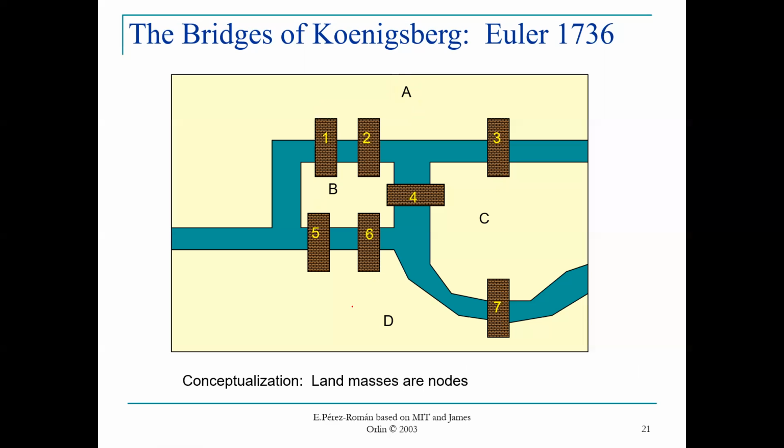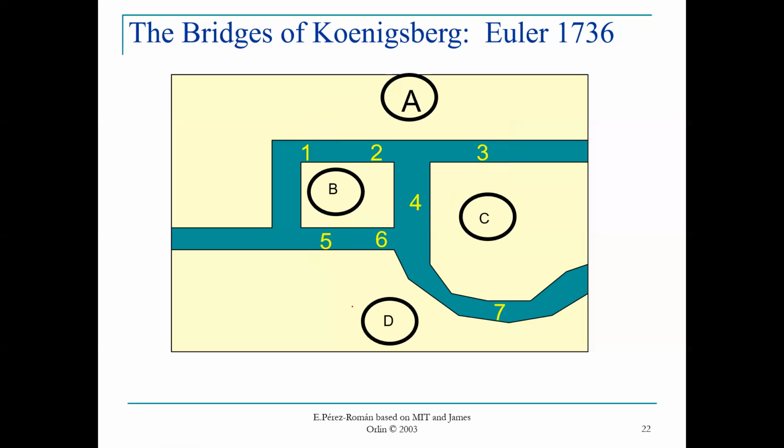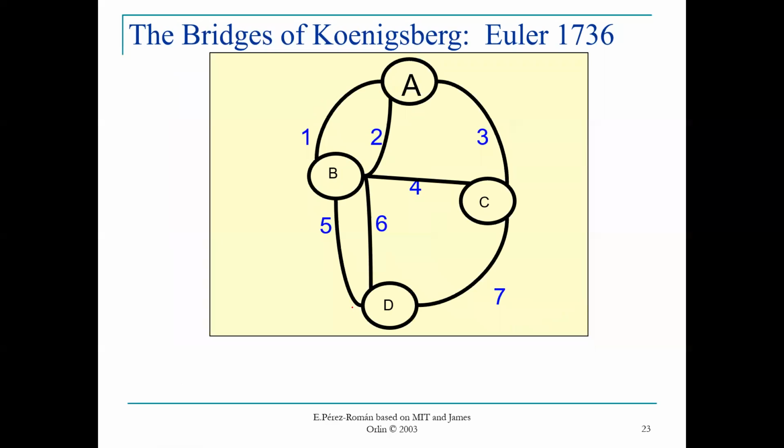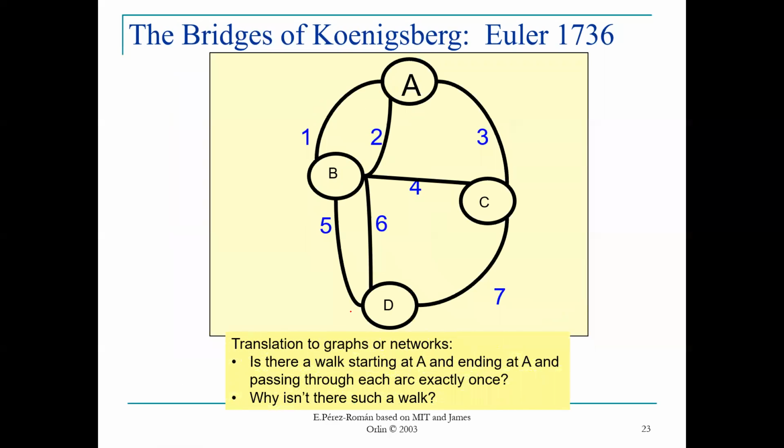We can conceptualize the land masses as nodes, and the bridges as arcs, and we can develop a network. So this is the translation to graphs or networks. Now, is there a walk starting at A and ending at A and passing through each arc exactly once? The question is, why isn't there such a walk?